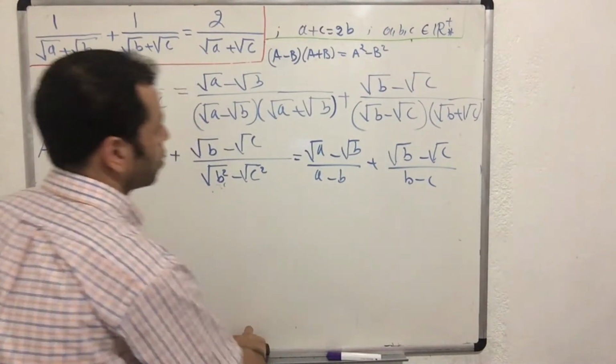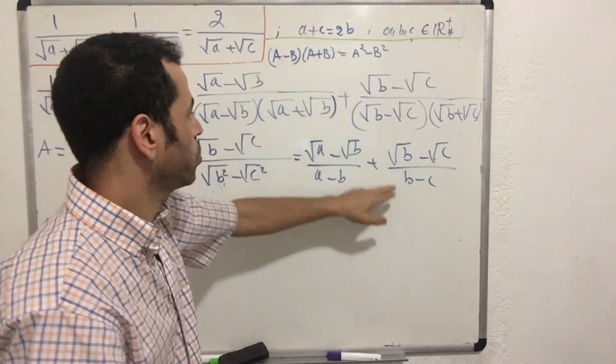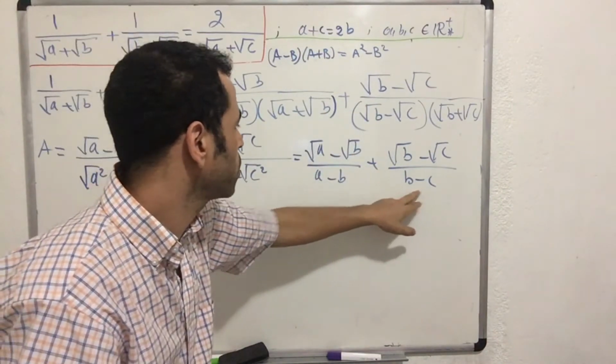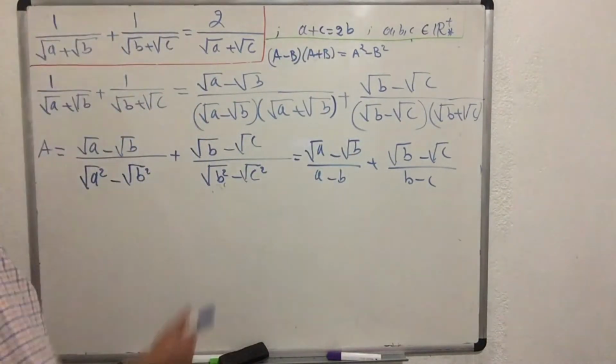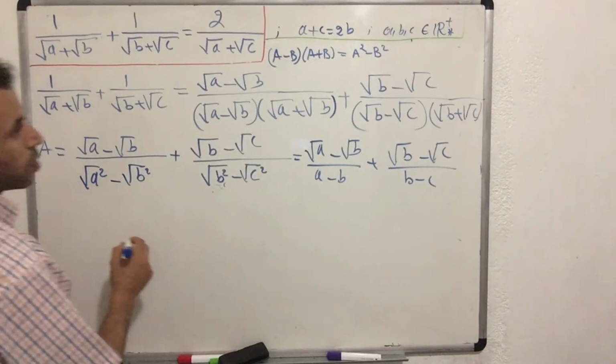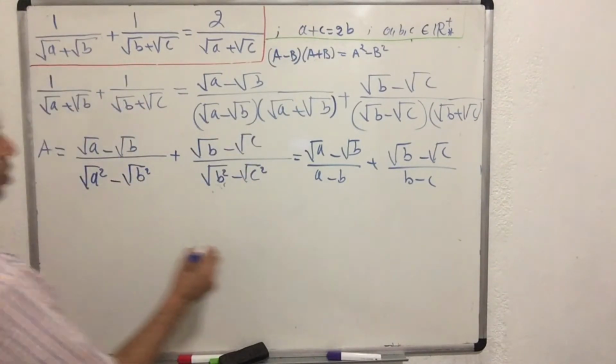Now let's work on this condition to see what the connection is between b minus c and a minus b. Let's put it on this side.